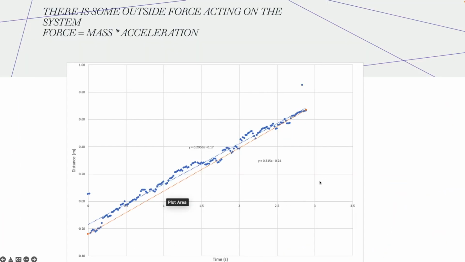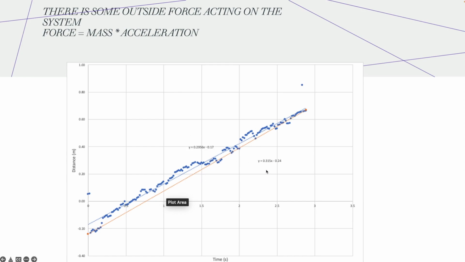Now for discussion. Looking at figure 4, which compares the two sets of data, we can determine that there was an outside force acting on the system. You can see that because of this trend in our observed data, there is a fast start, which means high velocity, and then it trickles off here.